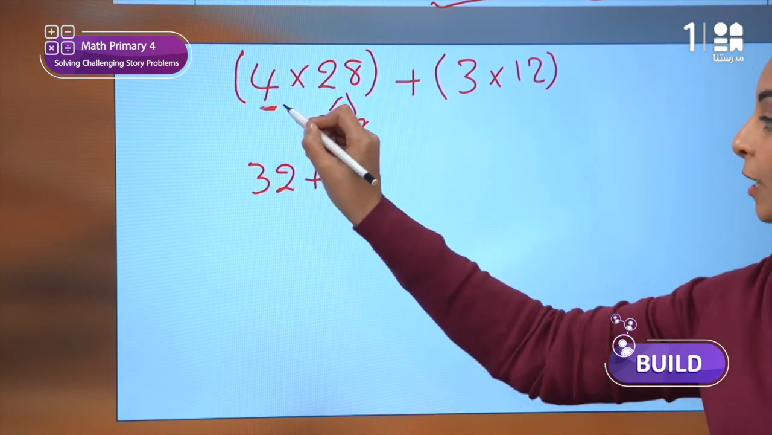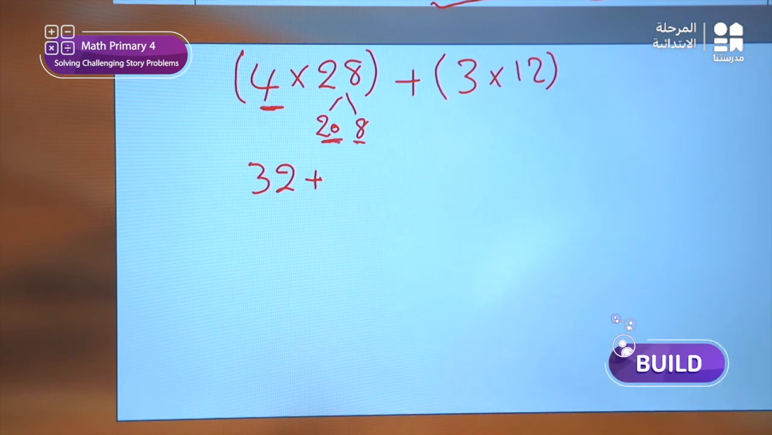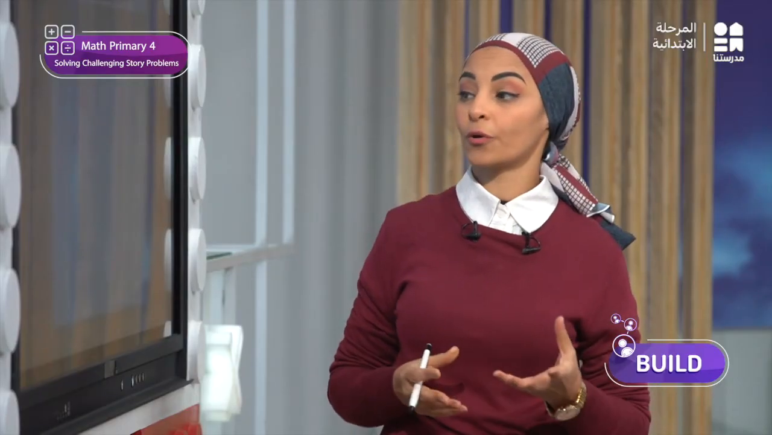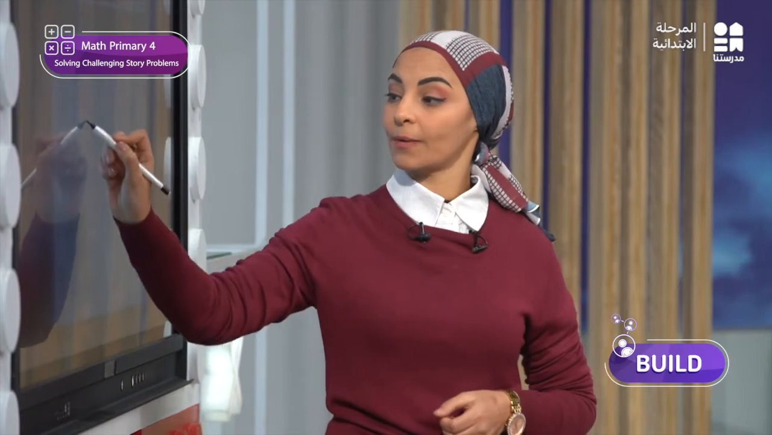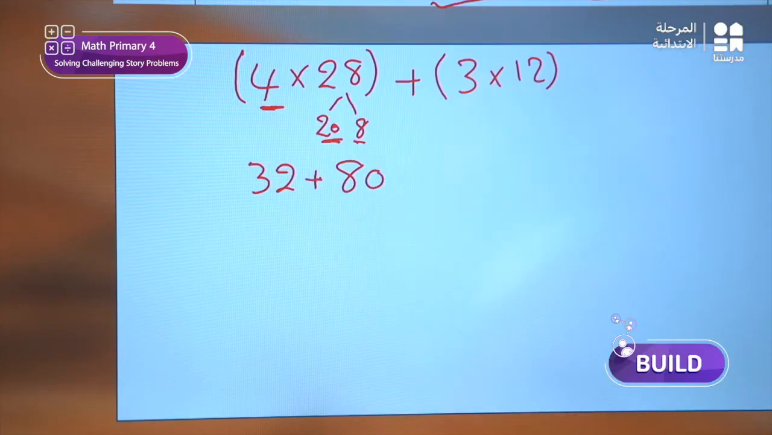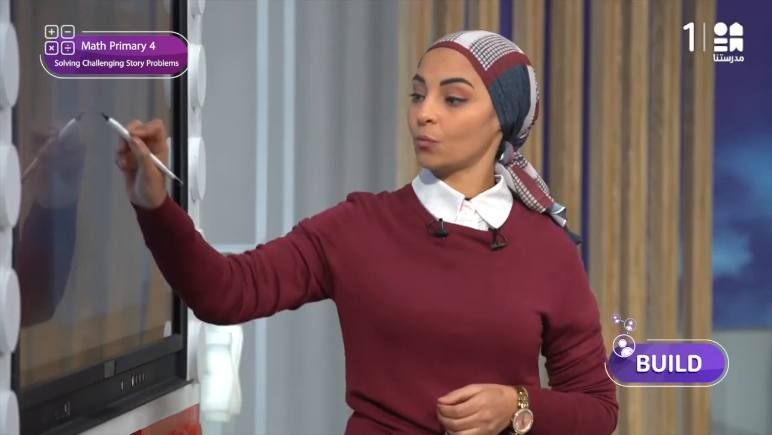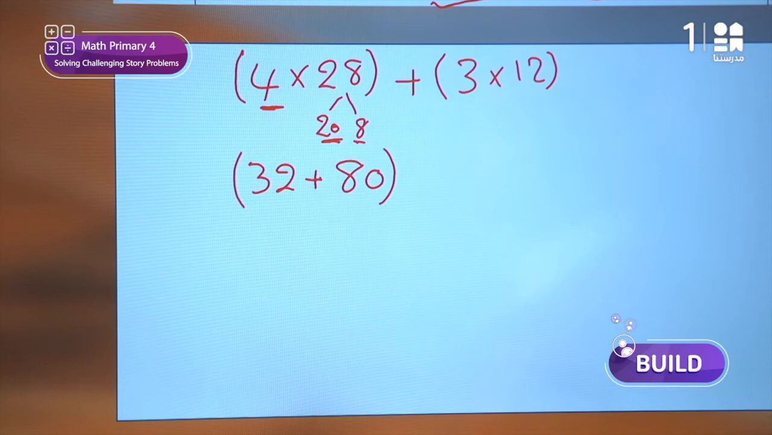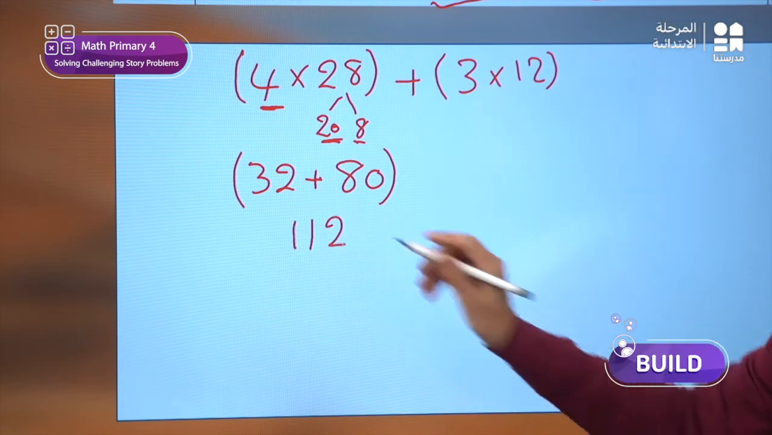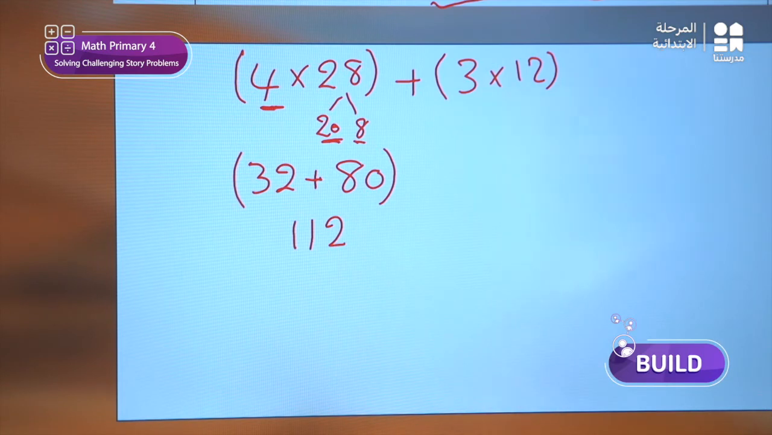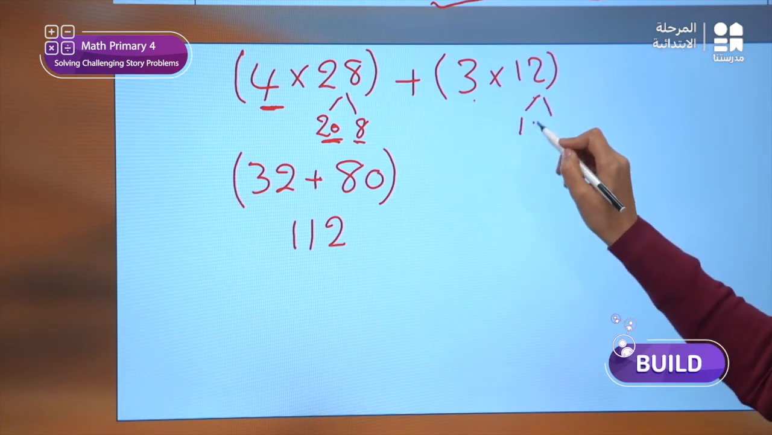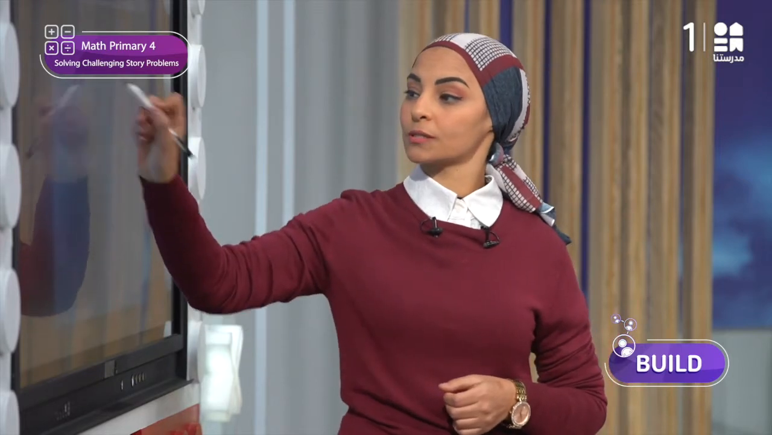Plus what? 4 times 20. 4 times 20 equals what? Of course, 4 times 20 gives me 80. So I have here 32 plus 80, right? Then what should I do? Yes, I will add 32 plus 80. Here 32 plus 80 equals what? Equals 112. Then the next step, I will go to 3 times 12. Here 12 can be 10 and 2. So what should I do? I will multiply 2 times 3.